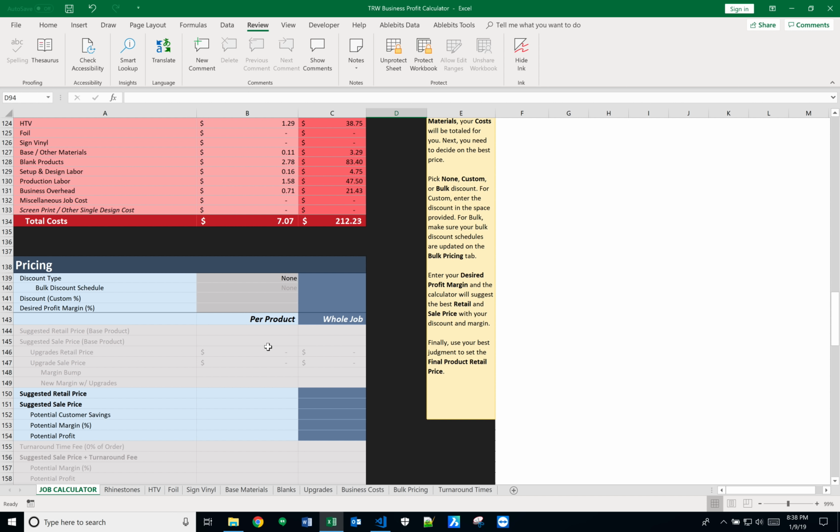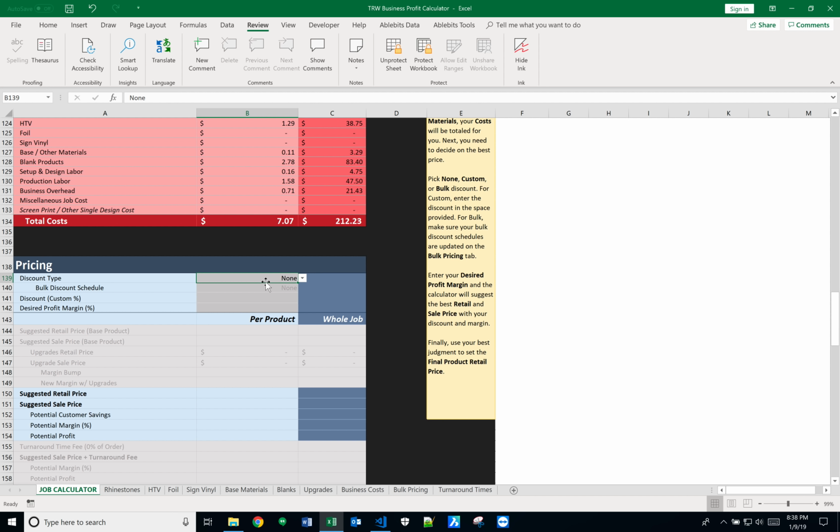Now there's going to be three components in figuring out our profitability. The first was our cost. The second is going to be our discount. Okay, and then the last is going to be our profit margin. We need to figure out how much we want to make on the shirt. But let's focus on pricing and specifically discounting for a second. So let's say you have a new customer and you want to offer them some sort of discount, first time discount. So you can see here, the first spot is discount type.